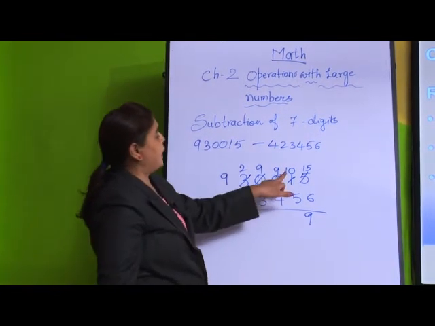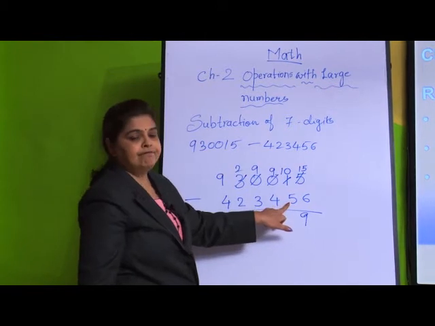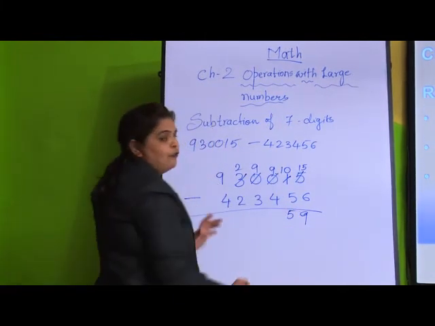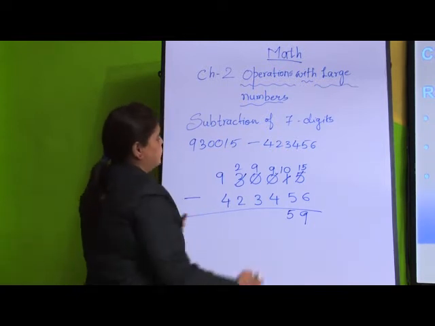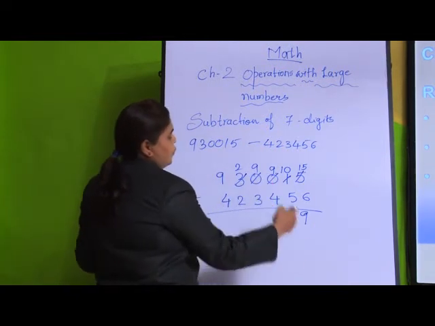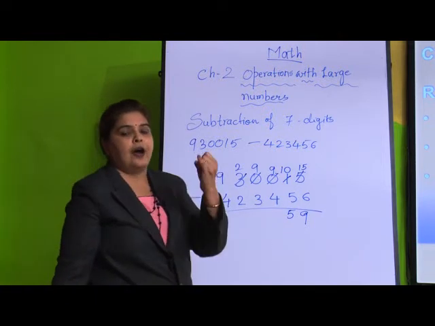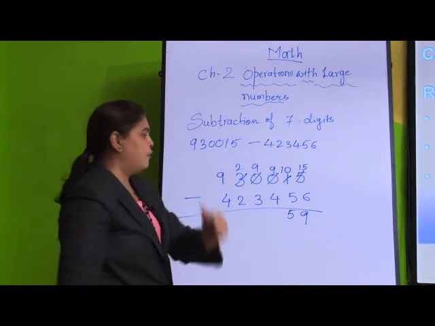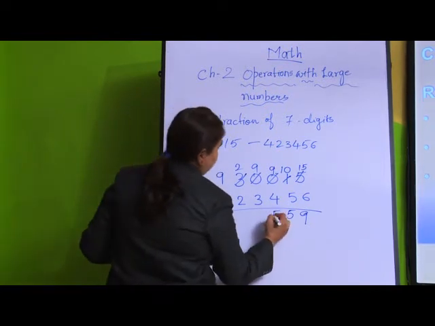Now, can I do 10 minus 5? Yes, I can. 10 minus 5 is 5. You know that 5 plus 5 is 10? Yes, it is very simple. 9 minus 4. After 4, 5, 6, 7, 8 and 9. How many fingers? 5 fingers. So, I have to write here 5.